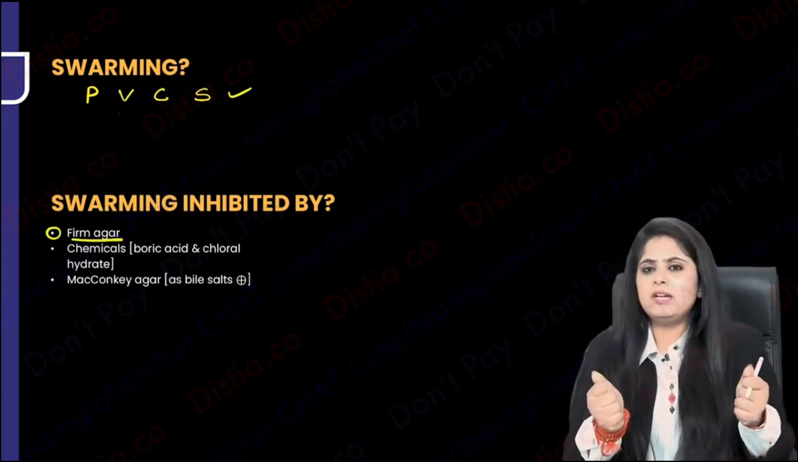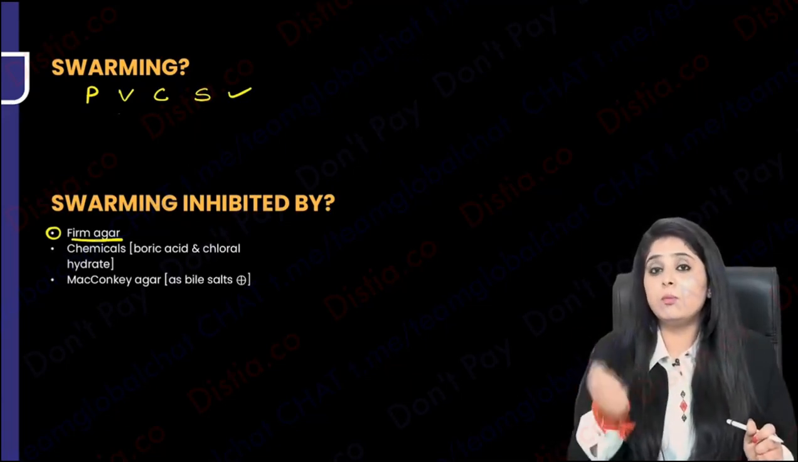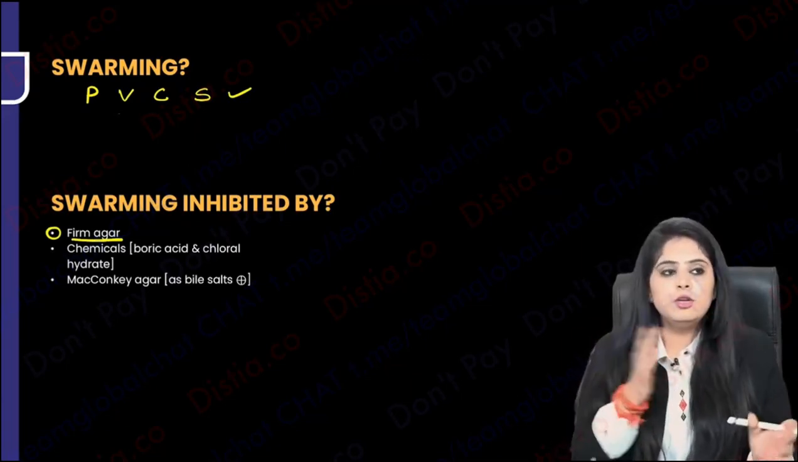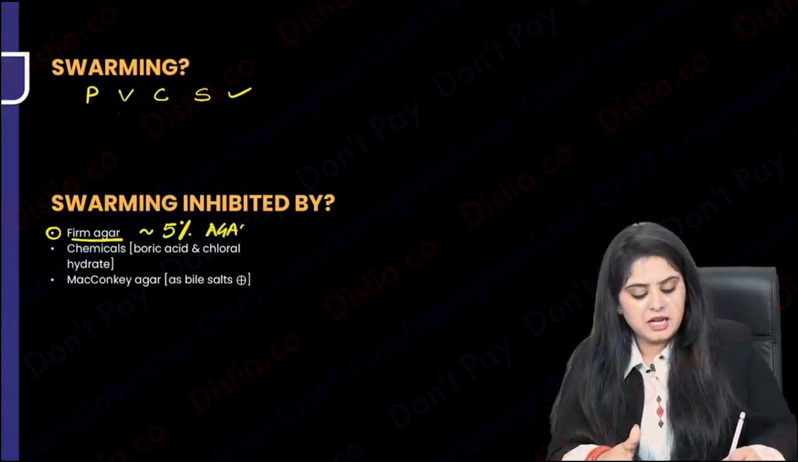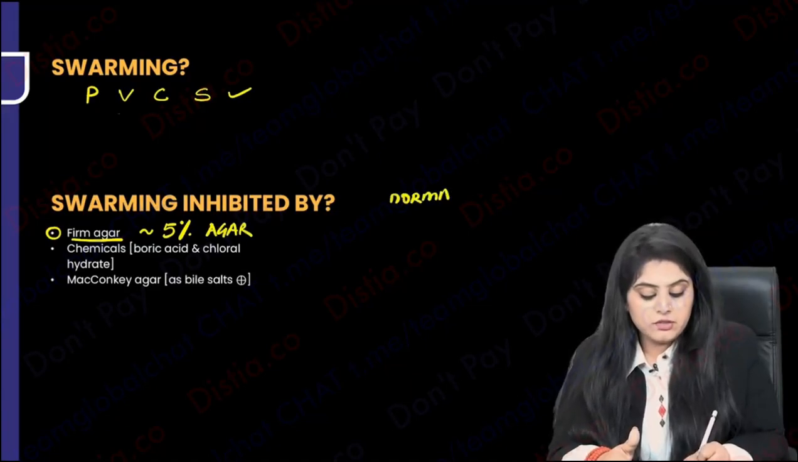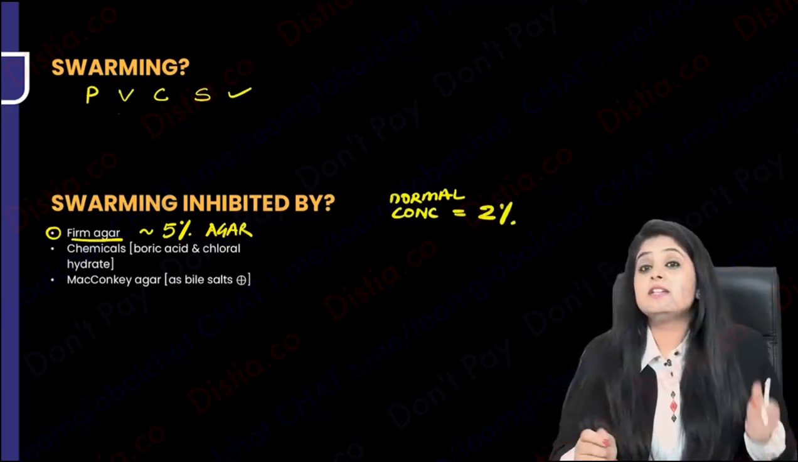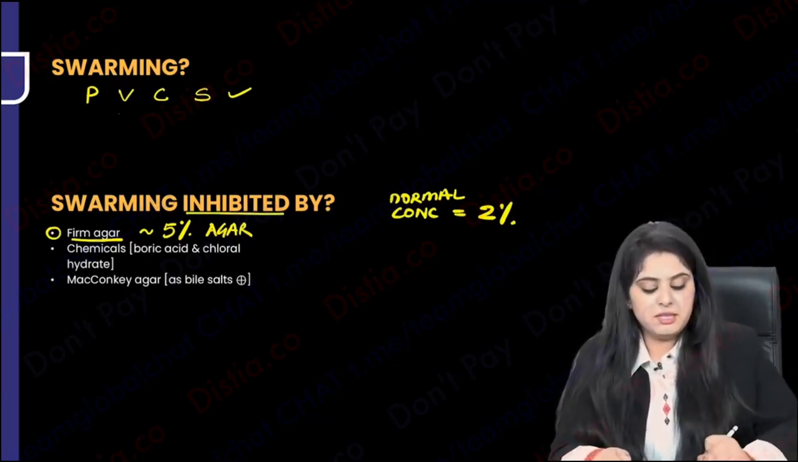Imagine if I make your surroundings very tight. I close the doors, the windows, and I put a rope around you, tie you up in a rope. Will you be able to move? No. This means a firm agar, make it 5 to 6% agar. If you have read in your culture media chapter, normal concentration of agar is somewhere around 2%. I am now making it very, very tight, very firm. How will the bacteria move? So this means swarming will be inhibited.